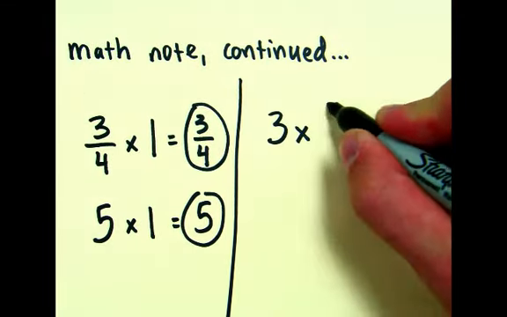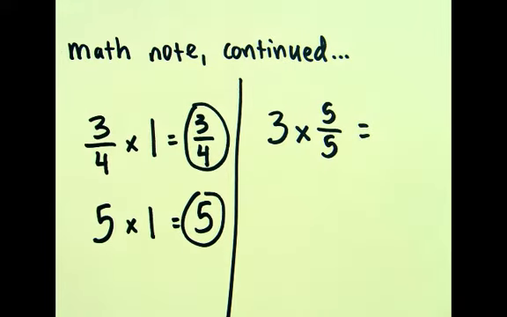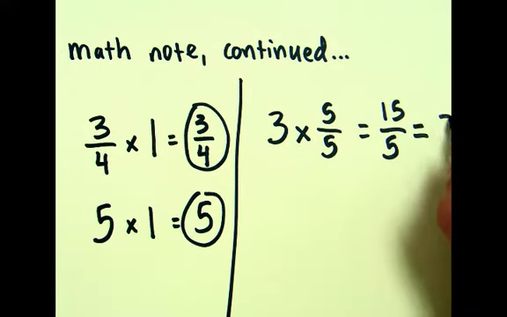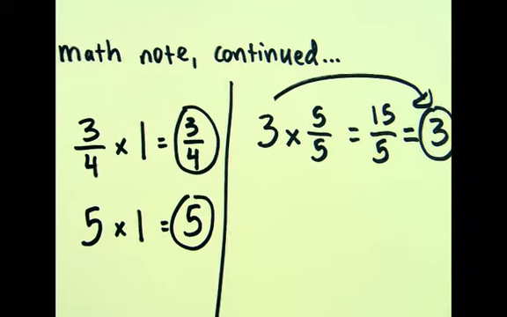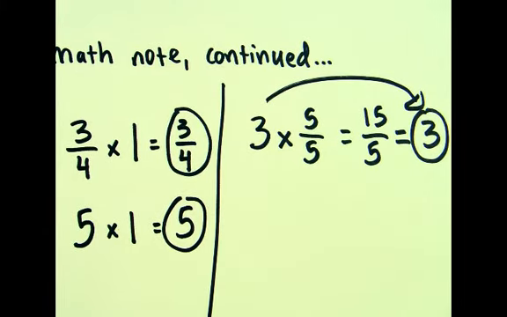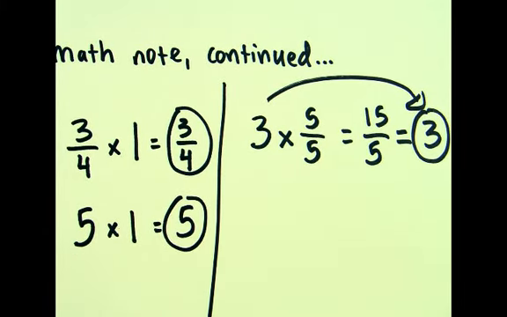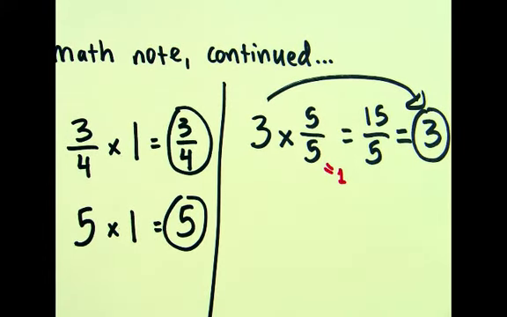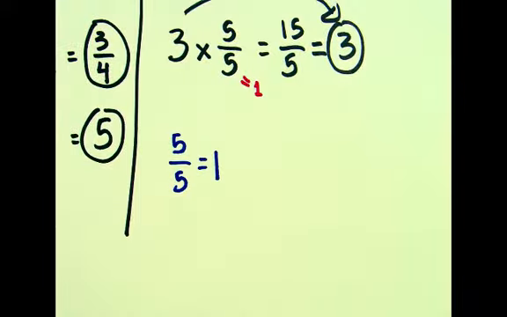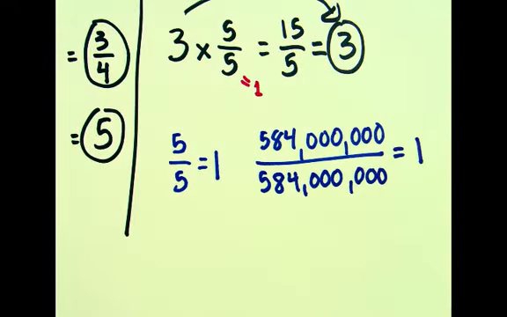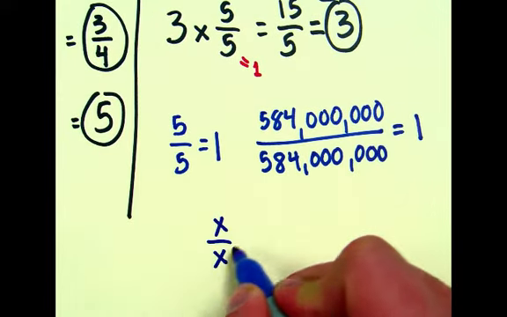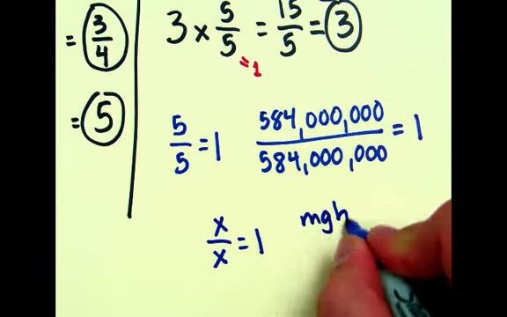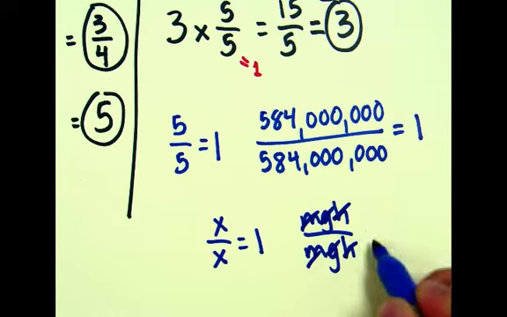Well, there's many other ways I can express the quantity 1, an infinite number of ways, in fact, by using fractions. What is 3 times 5 over 5? Well, that gives me 15 over 5, which is 3. You see, I haven't changed the number because multiplying by 5 over 5 is another way of multiplying by 1. A number divided by itself is 1. So 5 over 5 is 1, 584 million divided by 584 million is 1, and even variable quantities like x over x or mgh over mgh are equal to 1.